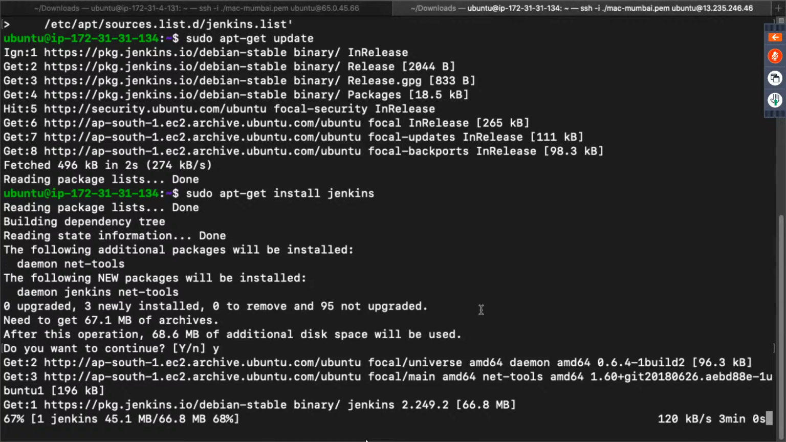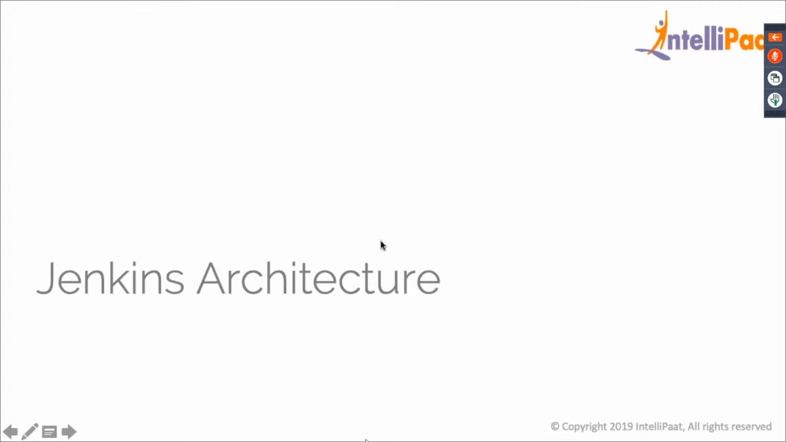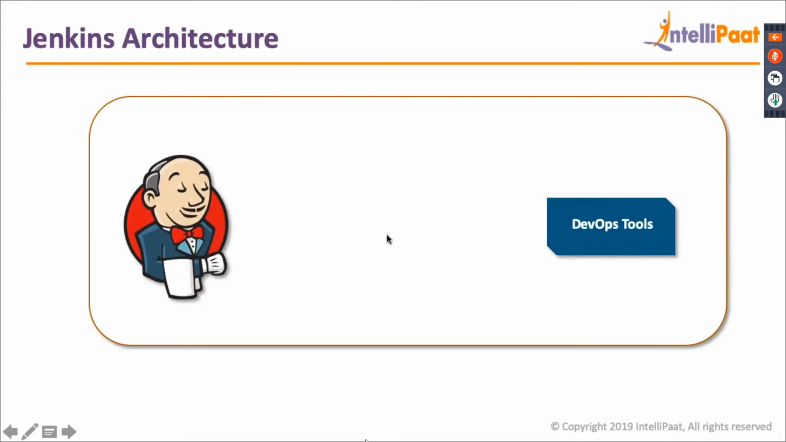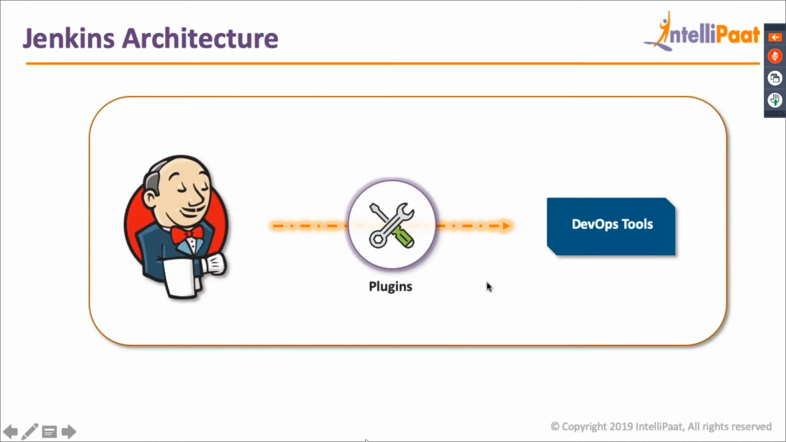All right, so let me come back to my slide. Once Jenkins is installed, we will move forward. For now, let me go ahead and show you the Jenkins architecture. This is what the Jenkins tool is, and these are the various DevOps tools that you have. The job of Jenkins is to basically integrate all these DevOps tools together.